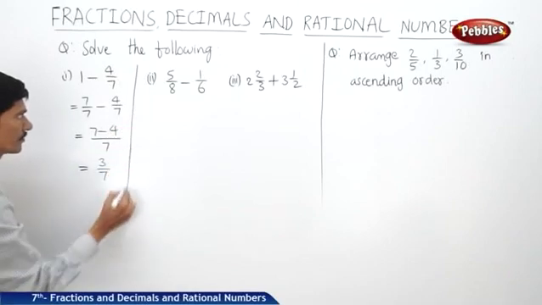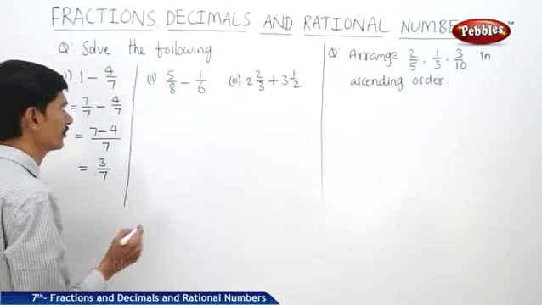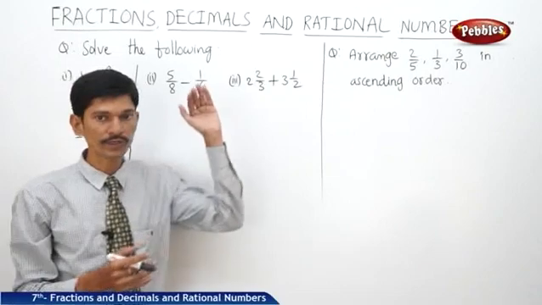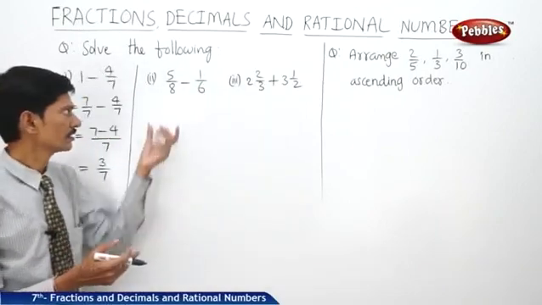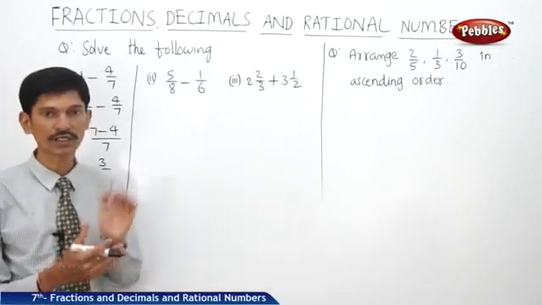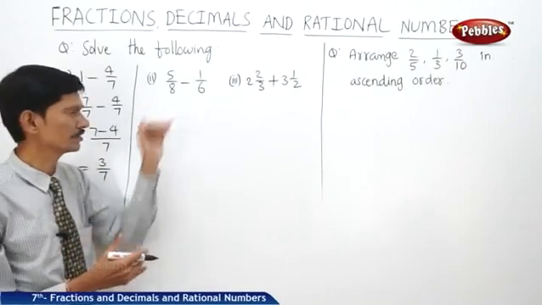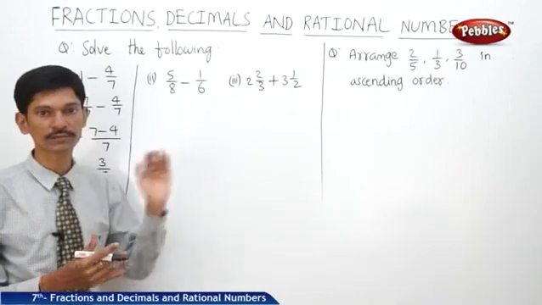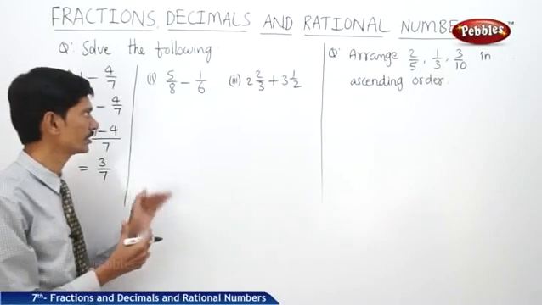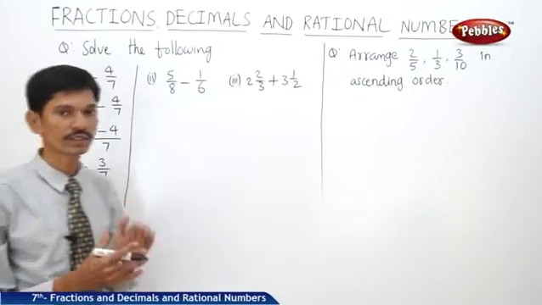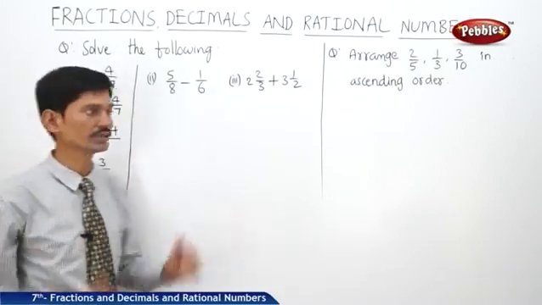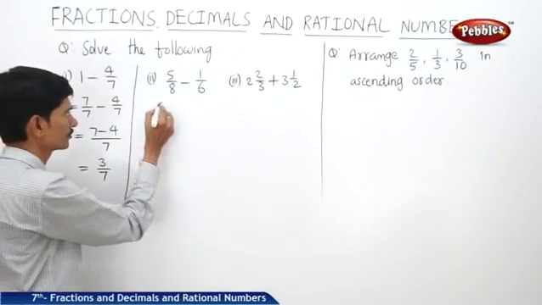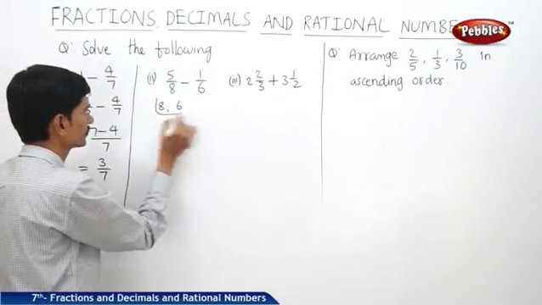Now the second question, 5 by 8 minus 1 by 6. If you observe these two fractions, they are not like fractions, they are unlike fractions because their denominators are different. So first we should make them like fractions. So we have to make the denominators equal. So for that, let us find the LCM of the denominators. So 8 comma 6 LCM.